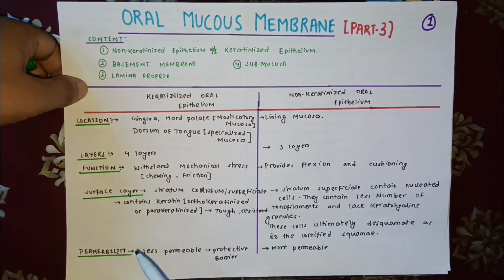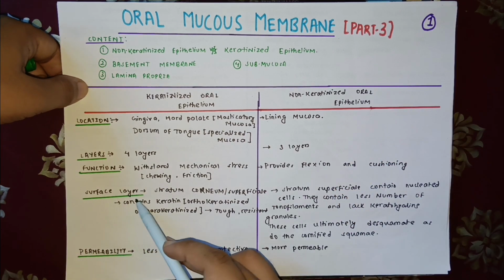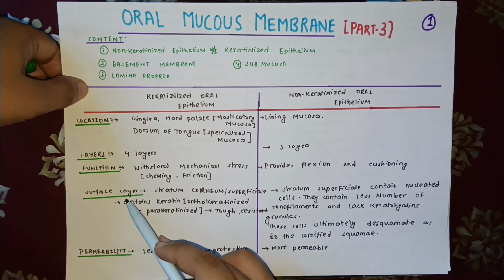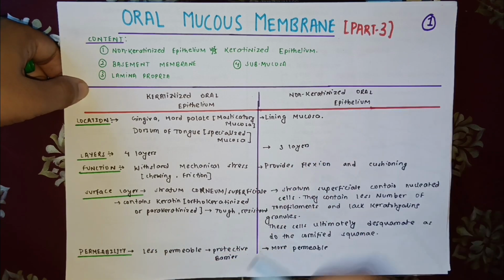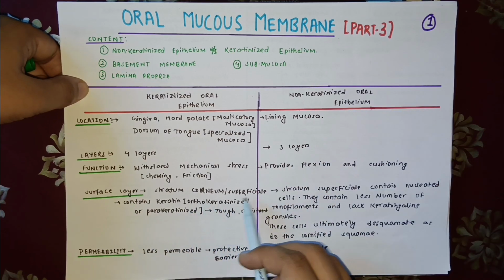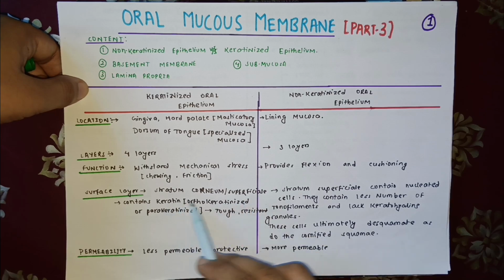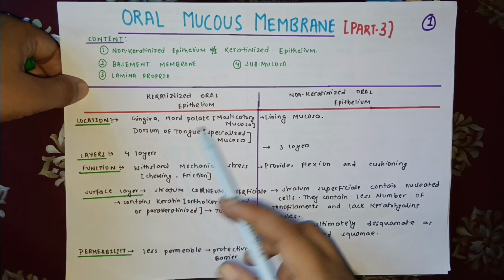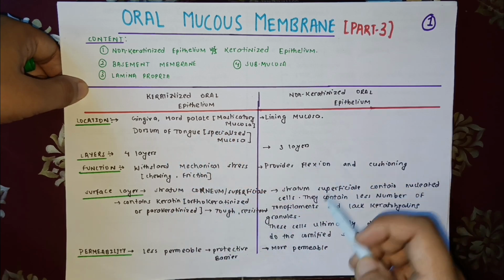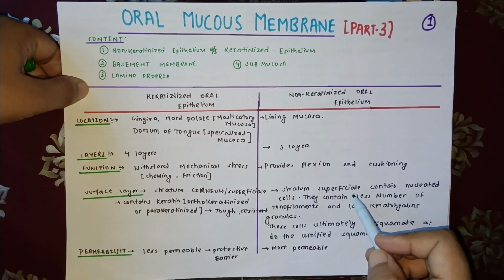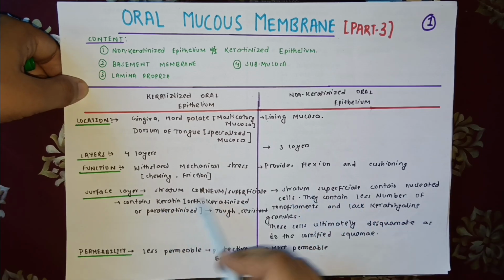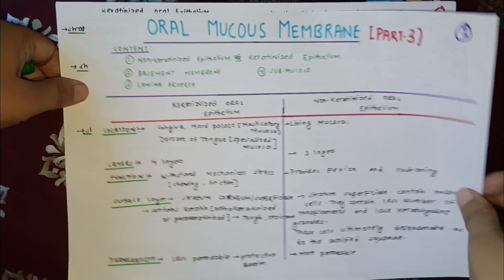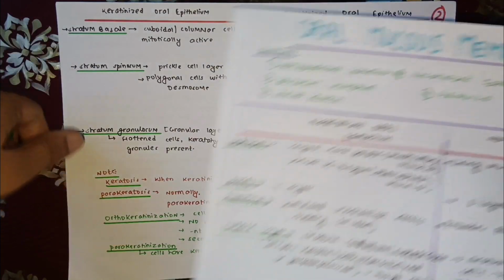After that, the fourth point, surface layer. Surface layer means stratum superficiale or stratum corneum. Especially, stratum corneum is the term we use in keratinized oral epithelium, but in non-keratinized we only say stratum superficiale. The stratum corneum contains keratin that may be orthokeratinized or parakeratinized, and about this I have written later in this note itself, so I will discuss it in this video.